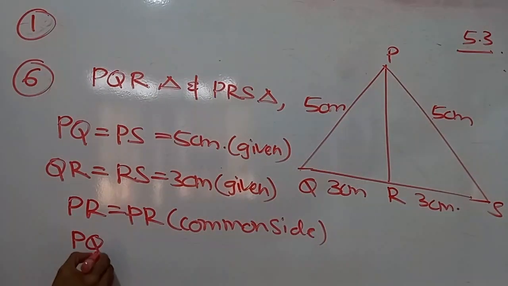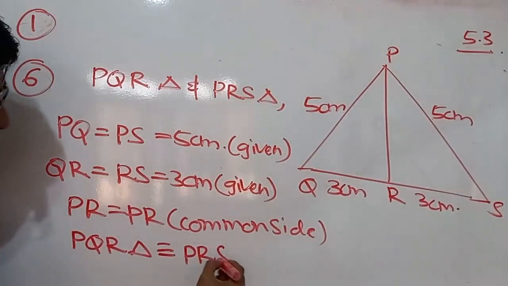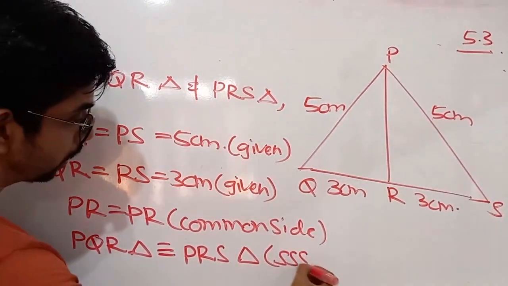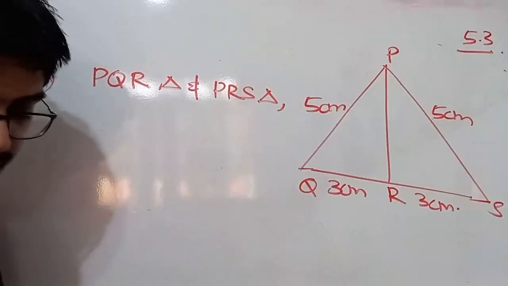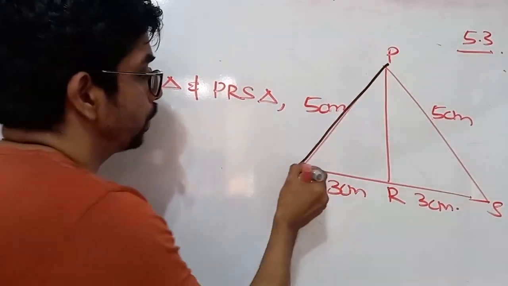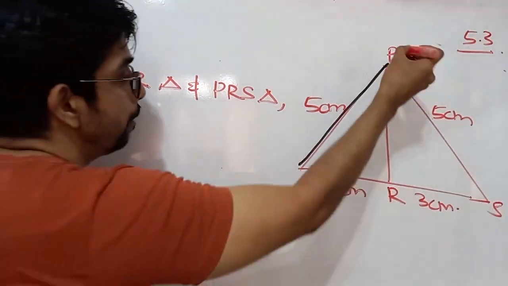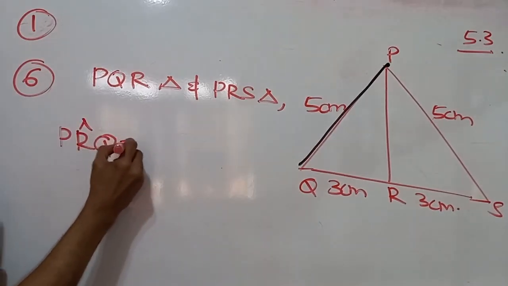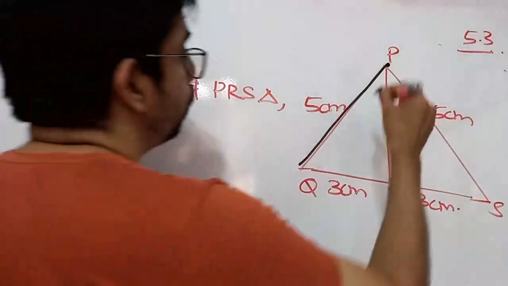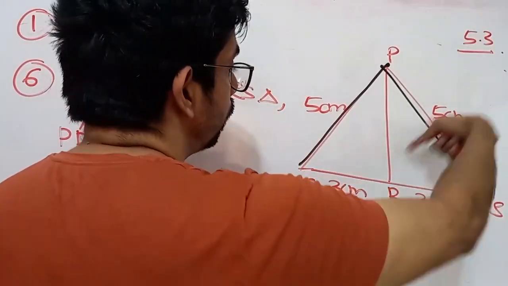So we can easily say triangle PQR is congruent to triangle PRS. What's the condition? Side, side, side. So the corresponding elements are what? 3 angles, right? Okay, if we take the PQ side, what's the opposite angle to PQ? That is PRQ. So PRQ is equal to what? We know PQ is equal to PS. So what's the opposite angle to PS?